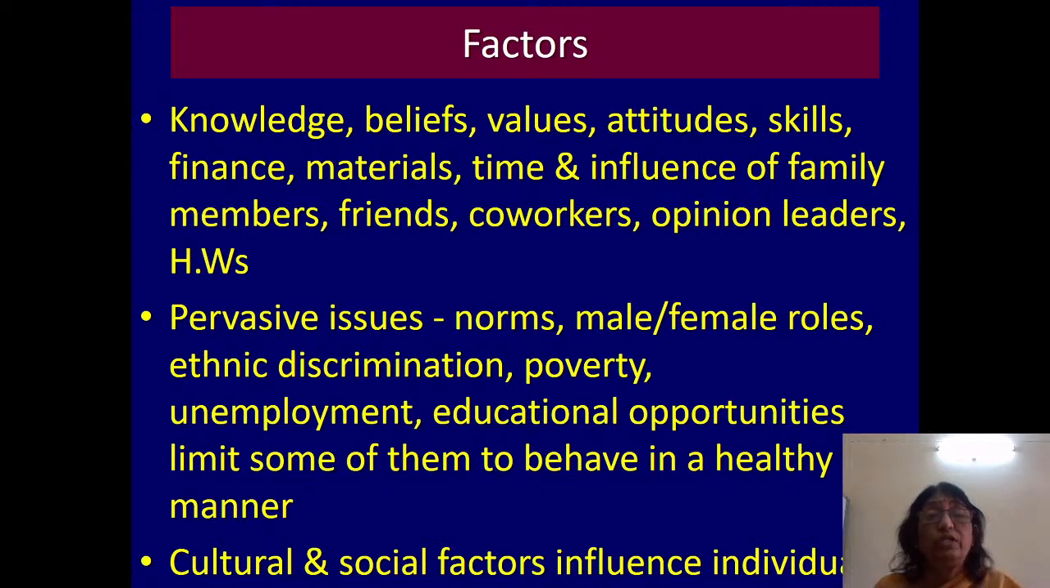Then the pervasive issues. What are the pervasive issues? There are certain norms that they should not do this, that they should not do that, they should do only like this, they should go only to that place. A girl should not go out in the nights alone. All these are norms and the roles. I told you all in my previous class, the roles are defined. The males and females have different roles to play. And then there is ethnic discrimination. Each ethnic group wants to follow their norms. That also is important. So ethnic discrimination and then poverty, all these are pervasive issues.